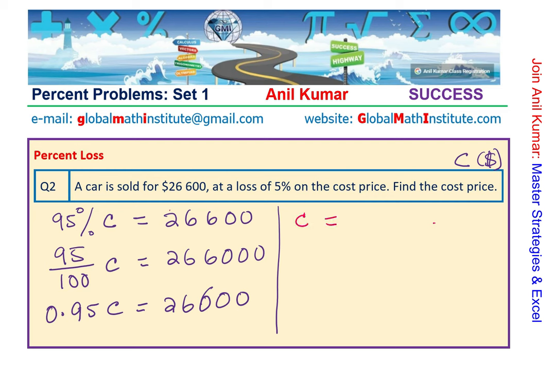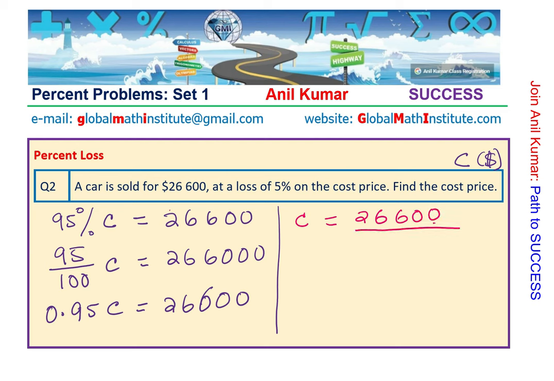So now we have to find C, which is very easy. So C is the cost at which we sold, that was a loss, right? So earlier it was more expensive, makes sense, right? And we get our answer. So let's divide 26,600 by 0.95, 28,000.